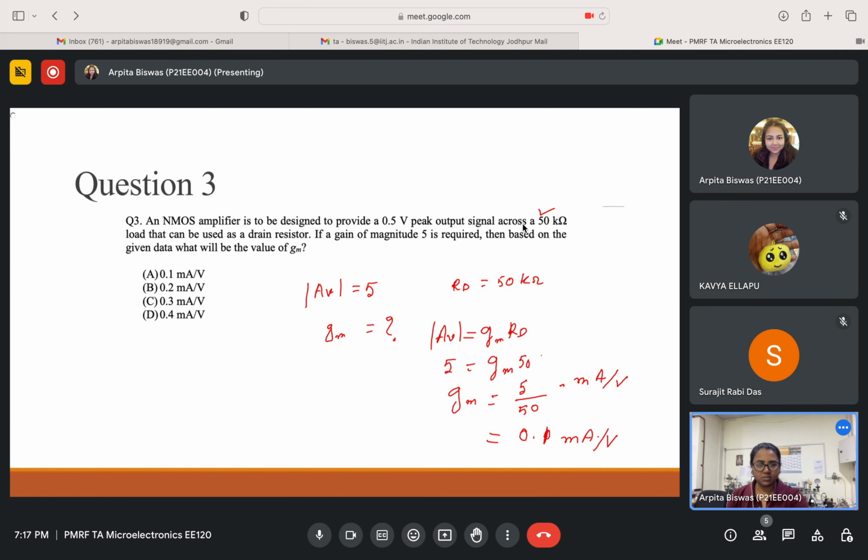Kavya, am I audible? Yes, ma'am. Have you understood what I have done here? From the AV formula, which is minus GM RD, the magnitude of the gain is given, which is 5. The load resistance is also given, 50 kilo ohm. Now we have to find the value of GM, so just put all the values in the formula, and we have calculated the value of GM. Now, can we move toward the next question?